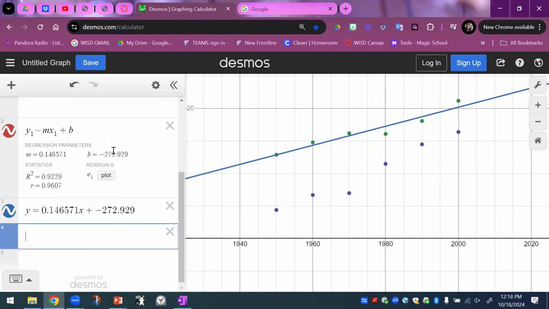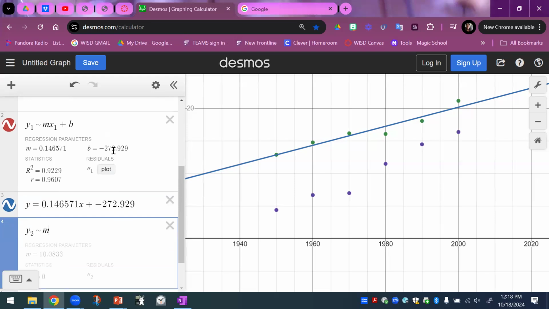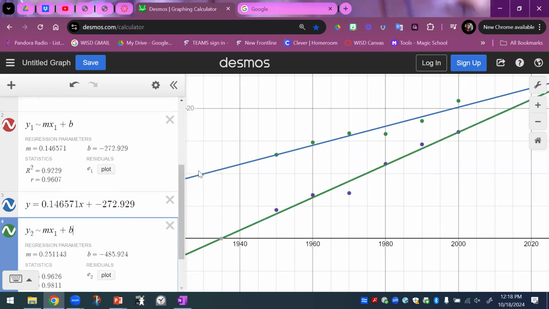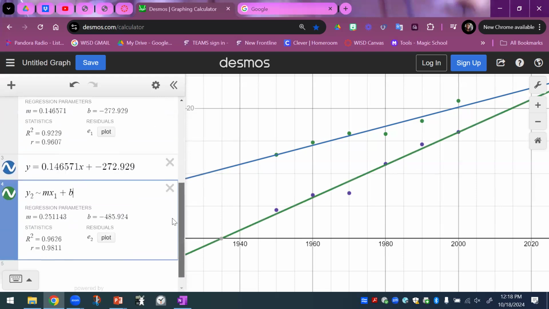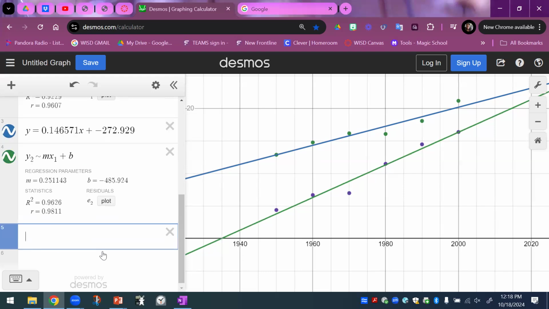Yes? All right, now we're going to do the same thing with y2. So instead of typing y1, we're now going to type y2. And we're going to do tilde mx1 plus b. And it's going to now show me my y2. Okay, so the slope of y2 is 0.251143. And the y-intercept is at negative 485.924.